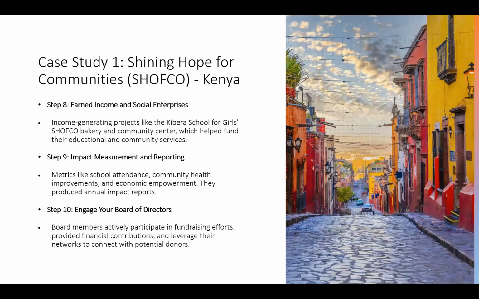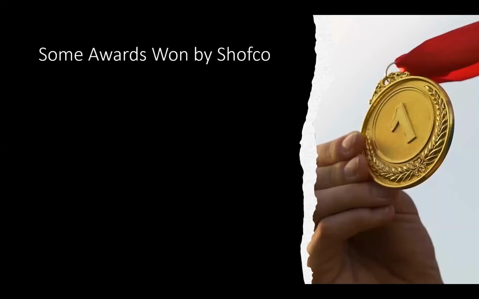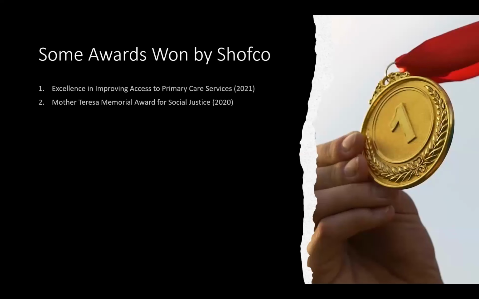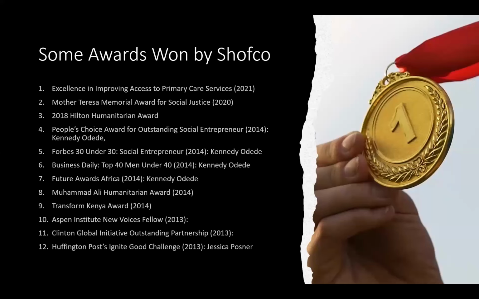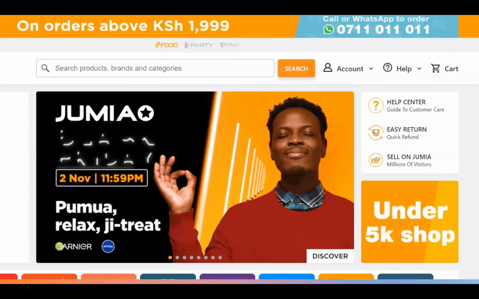If you go to SHOFCO's website, you will see that they have a very rich connection of board directors. Those are some of the awards they have won. Several of them I just identified here, 12, but more than 30. Among the founders is Kennedy Odede, who is somebody really worthy of following and checking. The other organization which started as an enterprise is Jumia.